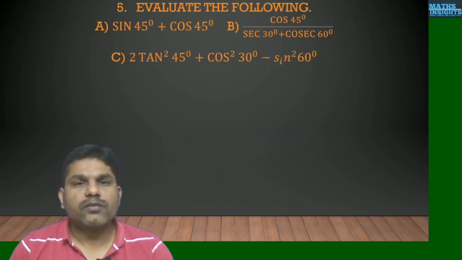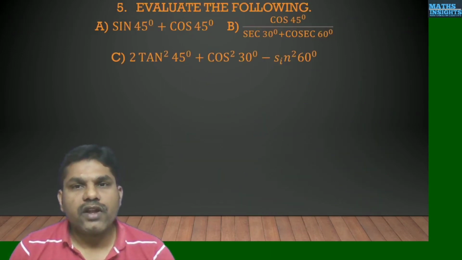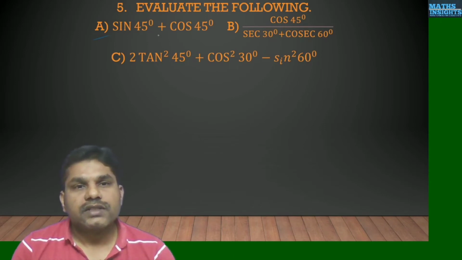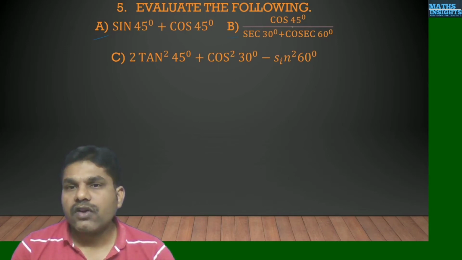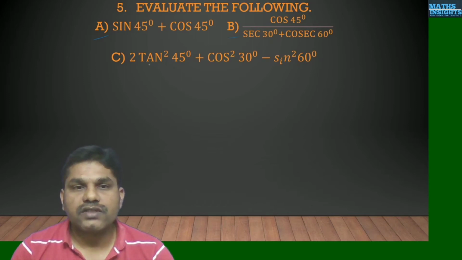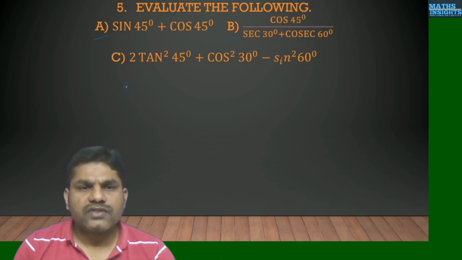The next problem, it is very important. Evaluate the following. They have given 4 problems. First one is sin 45 degrees plus cos 45 degrees. Second one is cos 45 degrees by secant 30 plus cosecant 60. Third one is 2 tan square 45 plus cos square 30 minus sin square 60. I am taking the first one. This is very important and easy also. Sin 45 degrees, okay, plus cos 45.